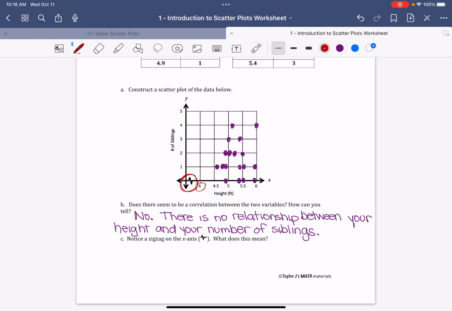So it's just to kind of save room on your graph so you don't have to make the graph really big to fit your data. So we'll say that there are some numbers that have been left out.